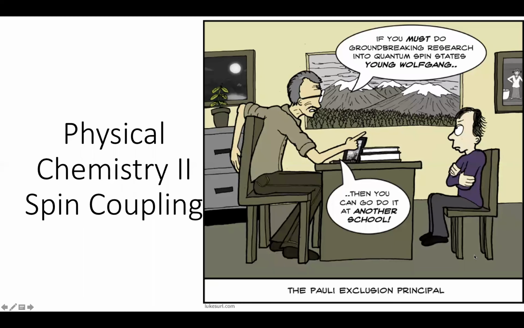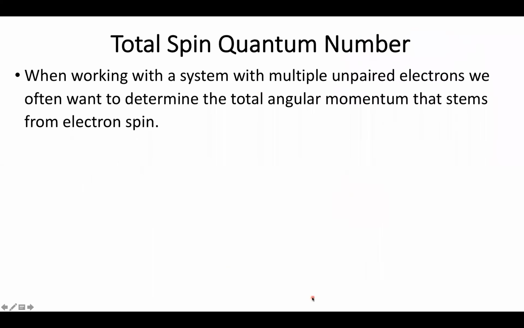All right, time for some more quantum mechanics. Today we're going to continue our conversation about how we compare two or more angular momentum, and this time we're going to do this by returning our focus to spin states. So, when we're working with a system with multiple unpaired electrons, we often want to determine the total angular momentum that stems just from the electron spin.